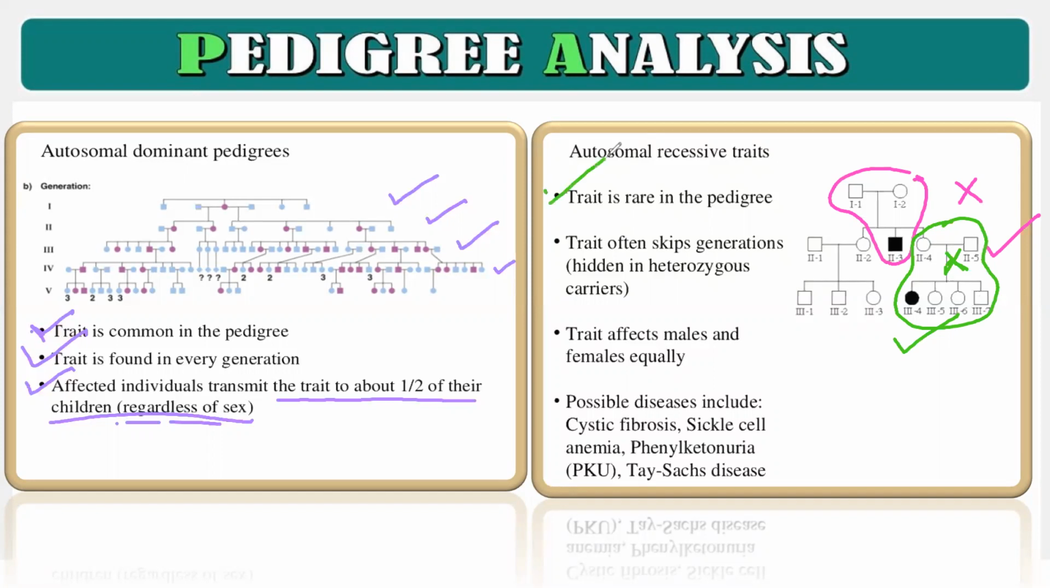The trait is rare in the pedigree. The trait often skips generations. The trait affects males and females equally. This point we have to keep in mind. In sex-linked, there is a difference: male will transfer to female, or female will transfer to male. But here, the trait affects both equally. Possible diseases are cystic fibrosis, sickle cell anemia, and phenylketonuria.